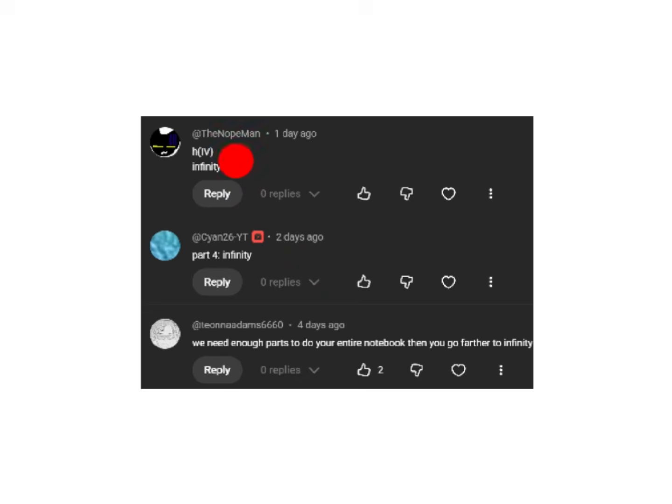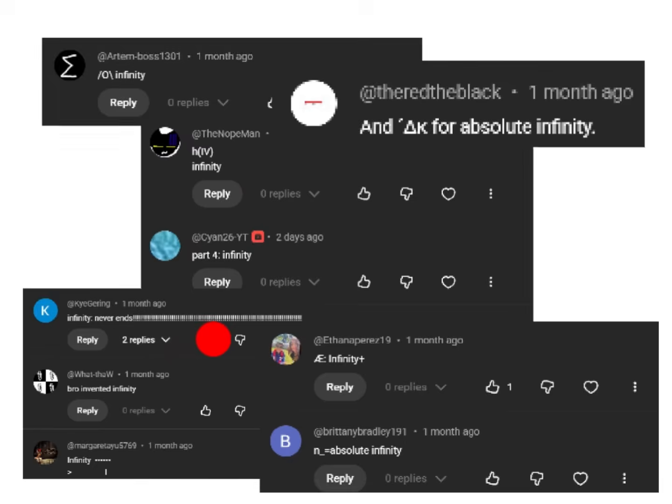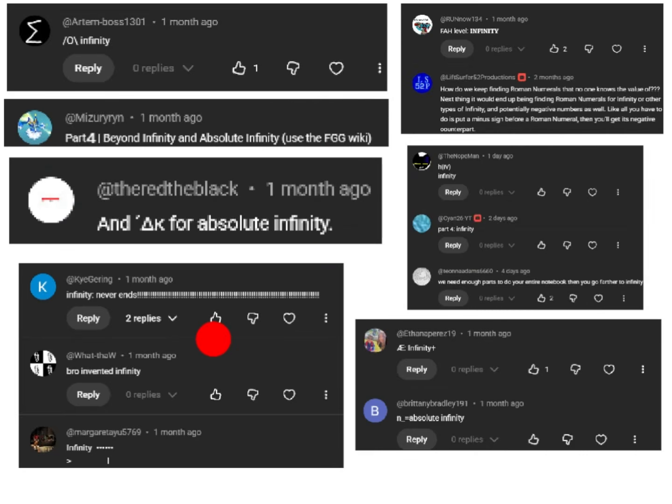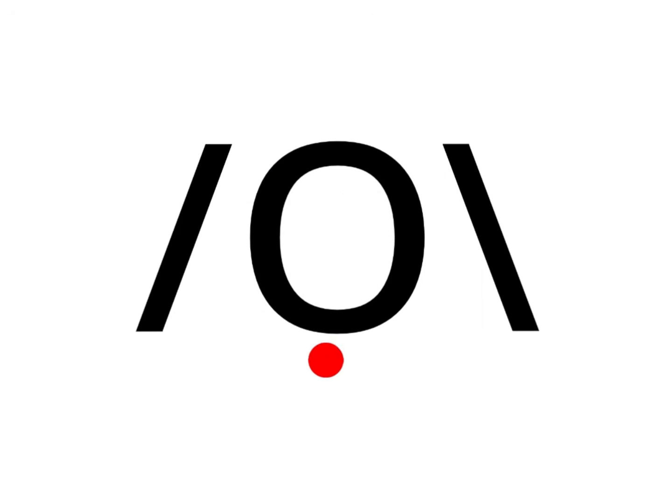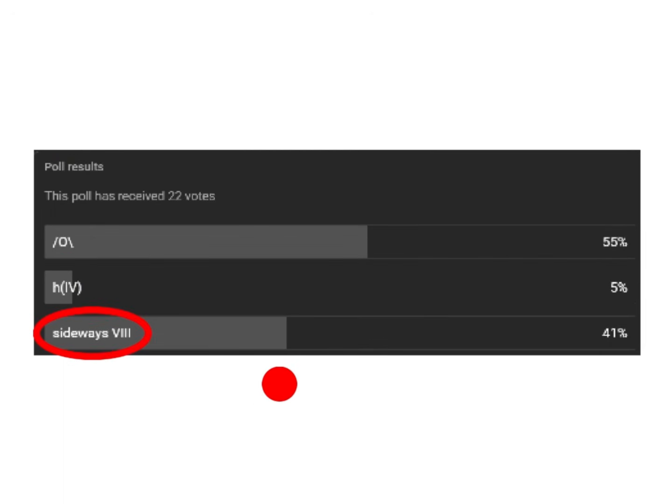Infinity. I got a lot of suggestions about infinity, like, a lot. So, basically, my idea for it was not the O with 2 slashes that we decided on, but basically this vote that I made to see which infinity you guys prefer, and this one won. But the sideways VIII, I didn't really specify what I meant by that, because this looks really ugly.